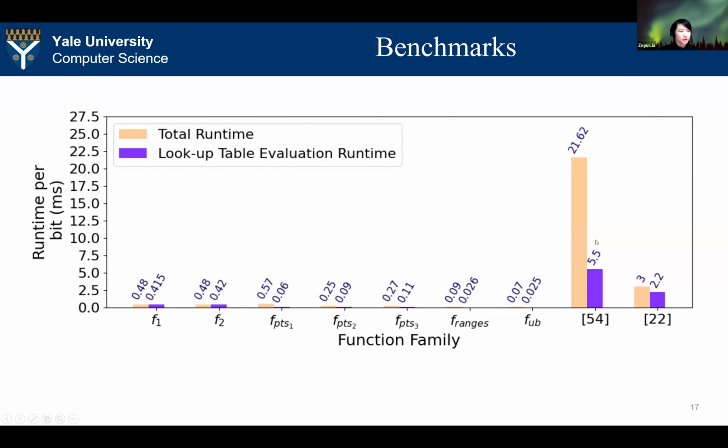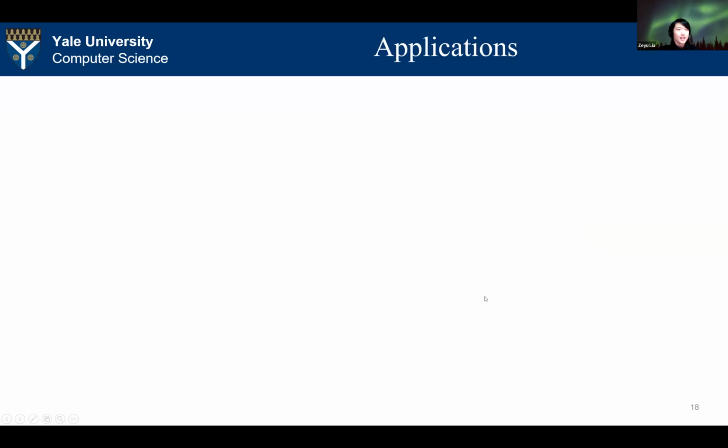If you decompose our construction, you will see the total runtime and the lookup table evaluation runtime, and the runtime for the post-processing function. For some function families, like F1 and F2, the two starting points we just discussed in detail, the lookup table takes most of the time. But for some other function families we just mentioned, they are more fine-grained, and the lookup table runtime is much smaller than the total runtime. So it means there may be some potential optimization possibilities. But anyway, as you can see in this table, compared to prior works, we improved by two to three orders of magnitude.